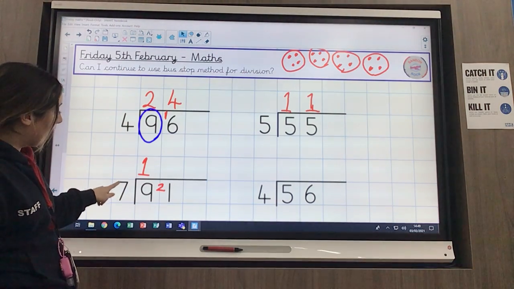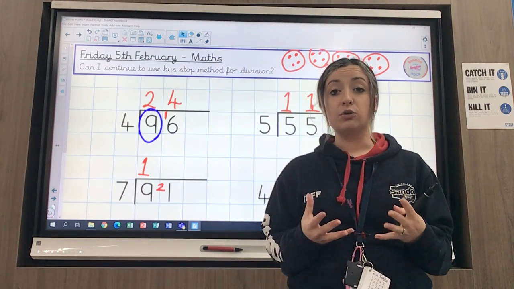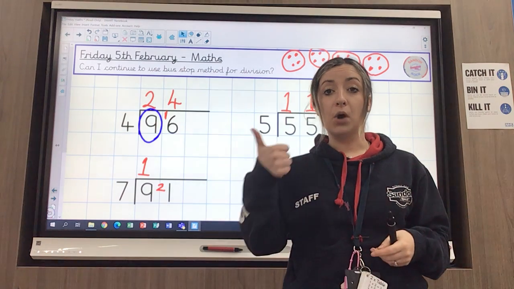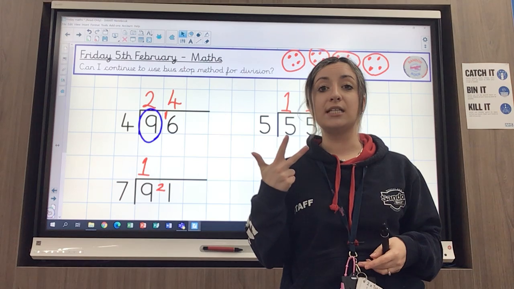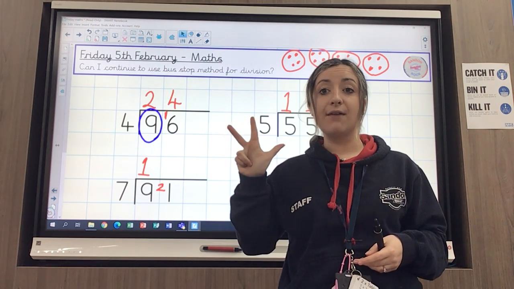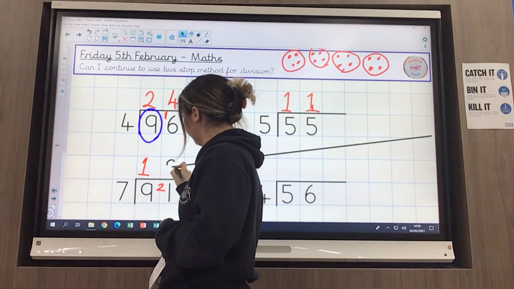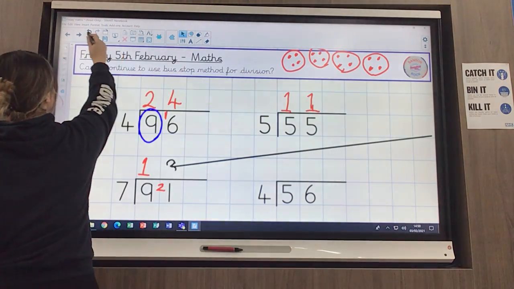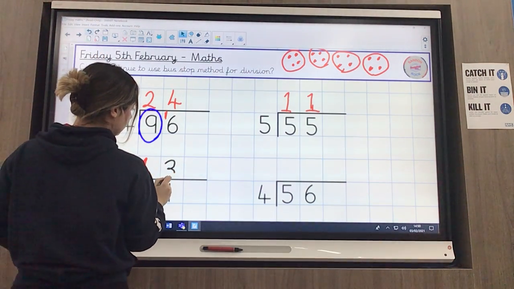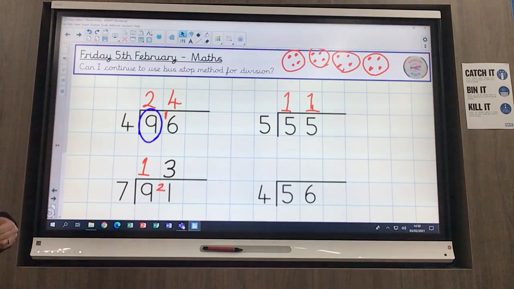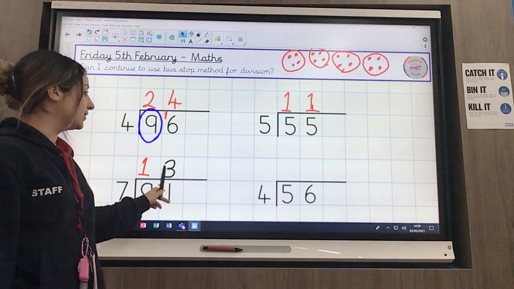So now I need to know how many equal groups of 7 fit into 21. And you can use your 7 times table for this. 1 times 7 is 7, 2 times 7 is 14, 3 times 7 is 21. So 3 equal groups of 7 make 21. And I'm going to put that in this box here. Let's get that line away. There we go. So my full number sentence, guys, is going to be 91 divided by 7 equals 13.